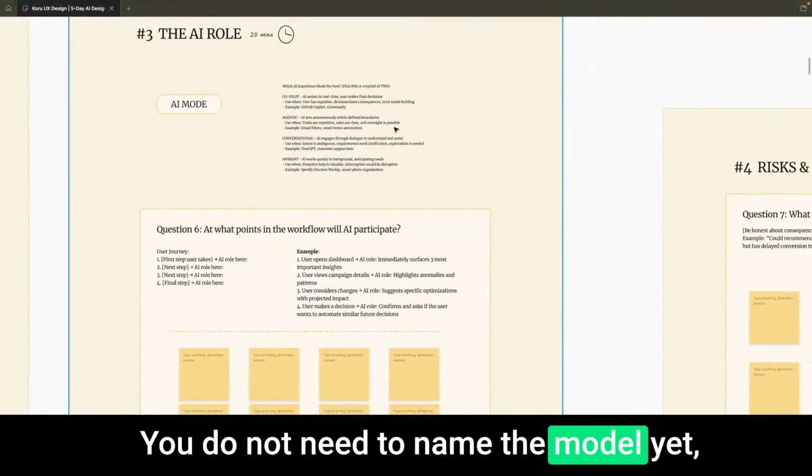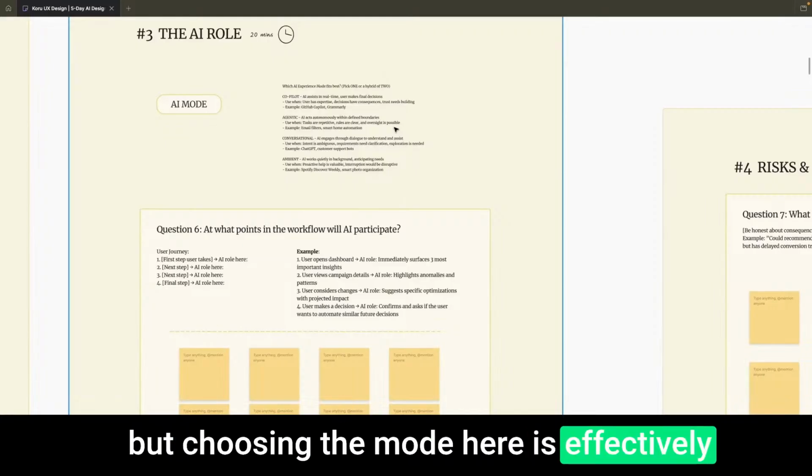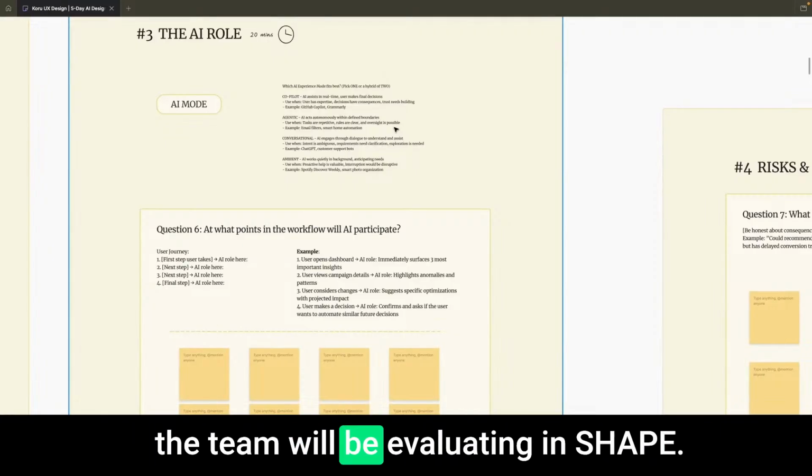You do not need to name the model yet, but choosing the mode here is effectively choosing the profile of model that the team will be evaluating in shape.